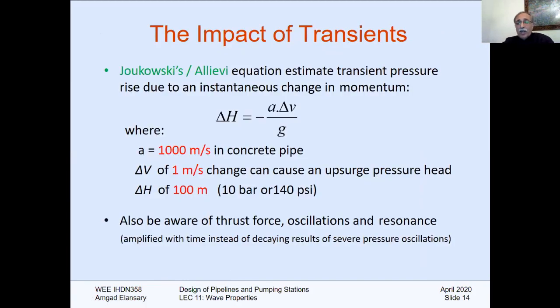Impact of transient. The Joukowsky-Allievi equation, we call it the Joukowsky or Allievi equation, estimates the transient pressure rise due to an instantaneous change in momentum, which is delta H equal to minus a delta V over g.